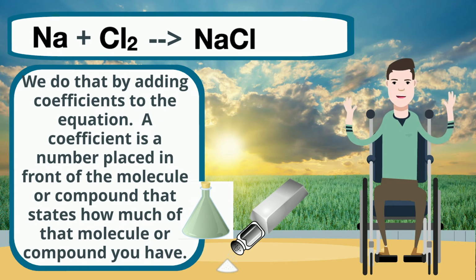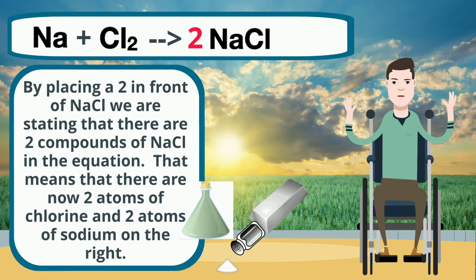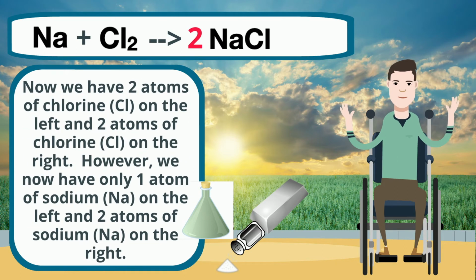We do that by adding coefficients to the equation. A coefficient is a number placed in front of the molecule or compound that states how much of that molecule or compound you have. By placing a 2 in front of the NaCl, we are stating that there are 2 compounds of NaCl in the equation. That means that there are now 2 atoms of chlorine and 2 atoms of sodium on the right. Now we have 2 atoms of chlorine on the left and 2 atoms of chlorine on the right.